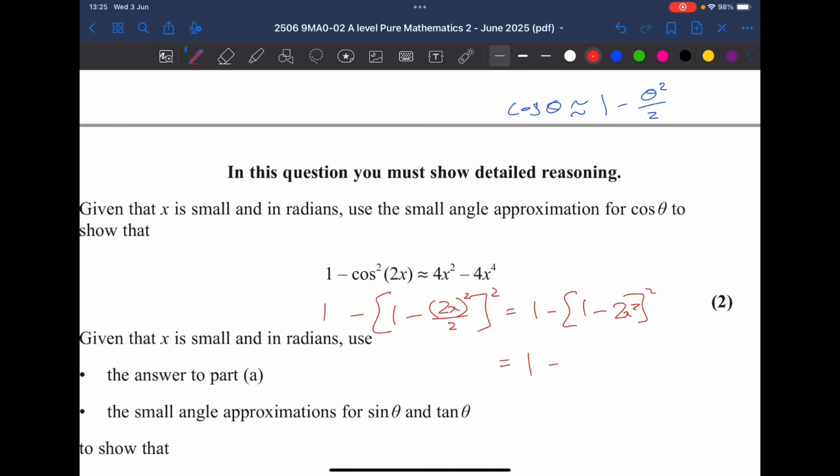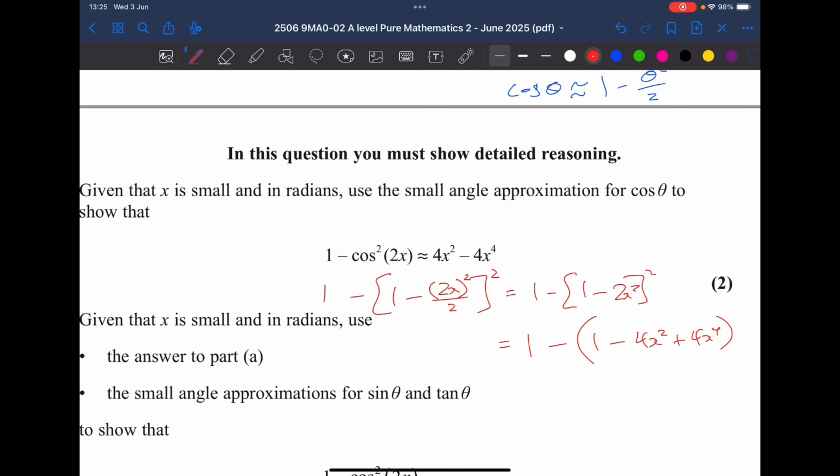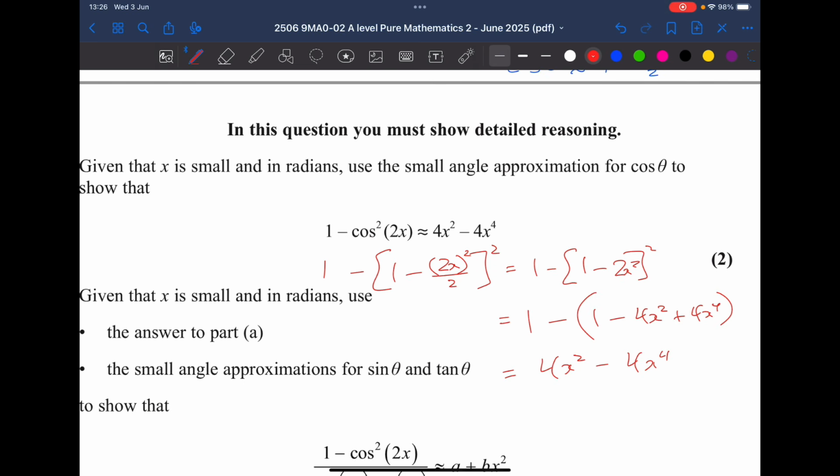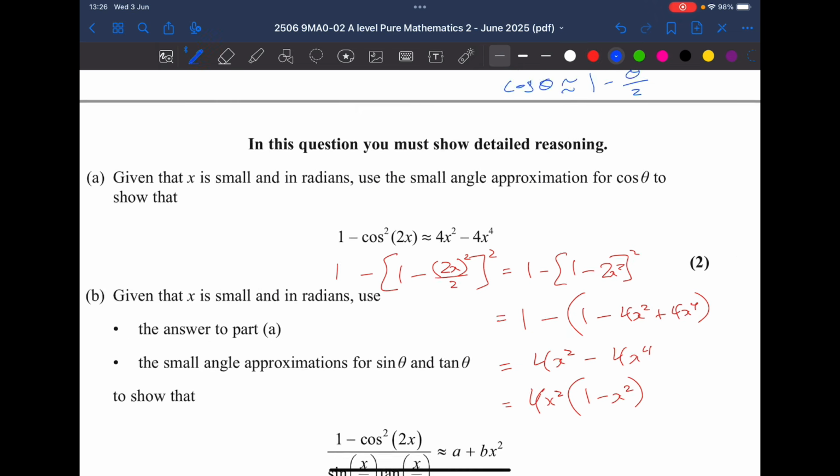And now we're going to expand that bracket out. So still the 1 at the front, we're going to have 1 minus 4x squared plus 4x to the 4. And those two 1s will cancel out. What we're left with, 4x squared, take away 4x to the 4, which we can factorize out if we want to, but that's actually enough for the answer. I will factorize though, just in case. So 4x squared there, 1 minus x squared on that one. That all looks good to me.